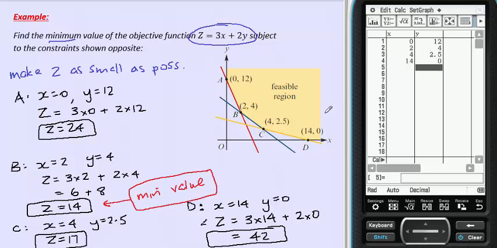Then the next thing I can do is say, well, my objective function, which I'm going to call capital Z here, the equation for that, so let's put it in the cal button, is 3x plus 2y. And when I do that, it will do all the calculations for me. Isn't that clever? And what that means is that now I know my minimum value, which is 14. I can just check down my values. There's my minimum value, which is 14, which corresponds to what I've already done. So that confirms that B is the answer.